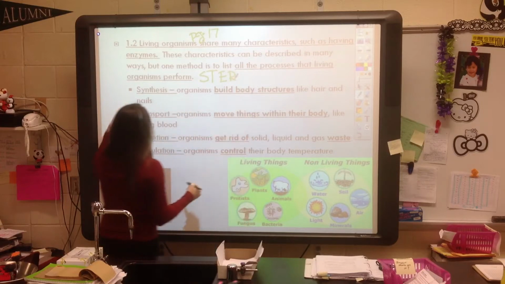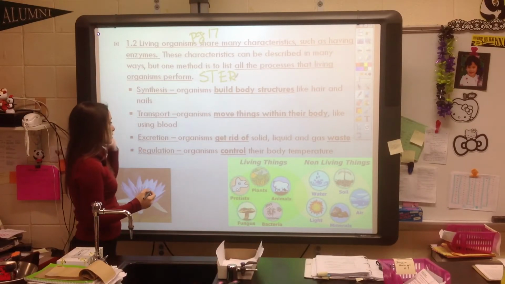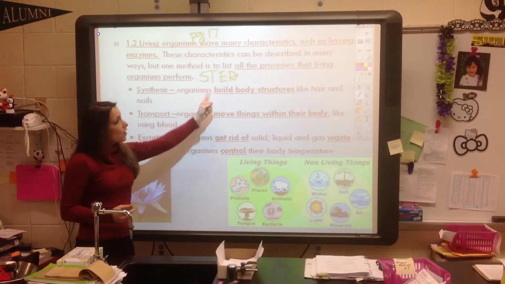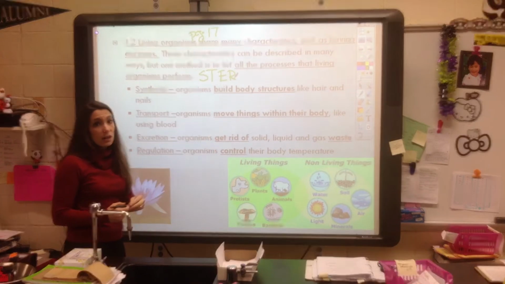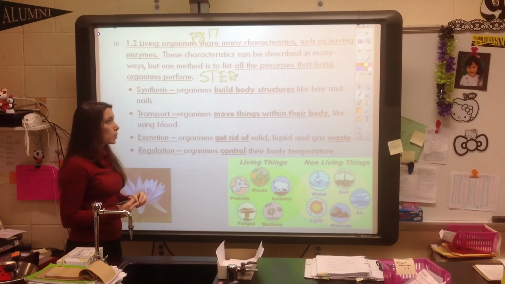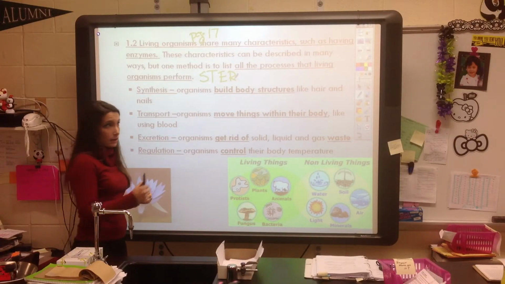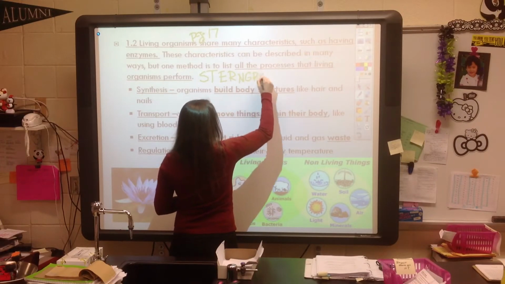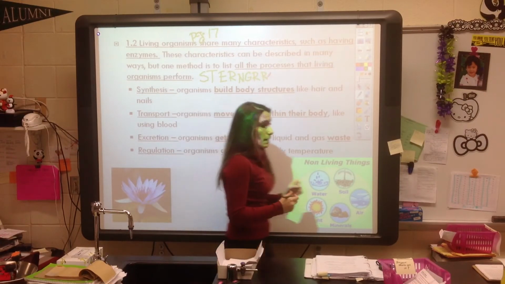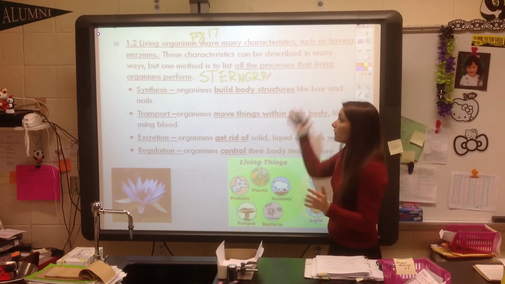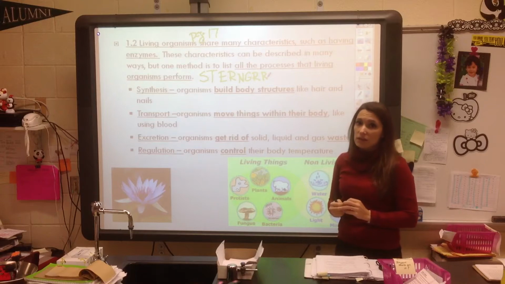S-T-E-R is what you see here. Synthesis, transport, excretion, regulation. And you need to know the words that are here. So you need to know the word and the definition that we wrote in bold and underline. On the next page, you'll also see N-G-R-R, because there are 4 other characteristics. In order to be living, you have to do all 8 of these things.